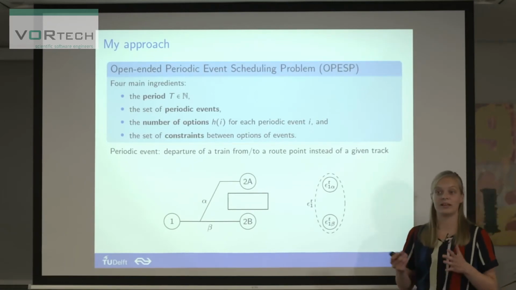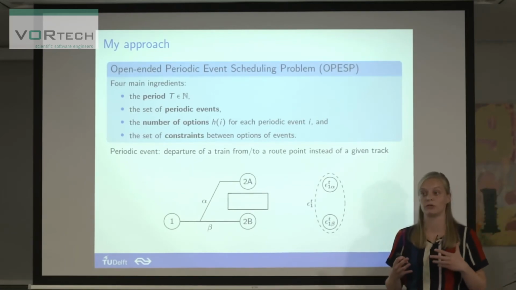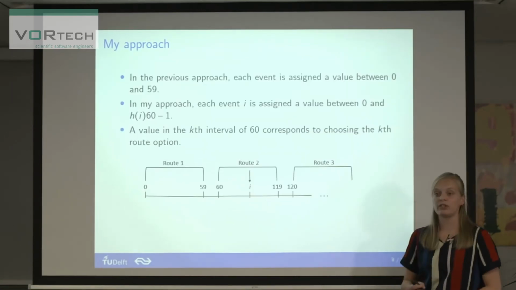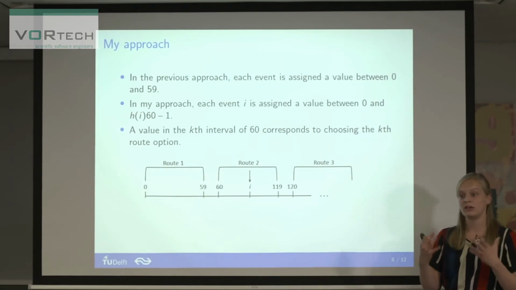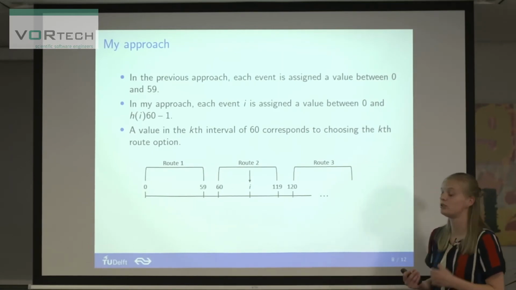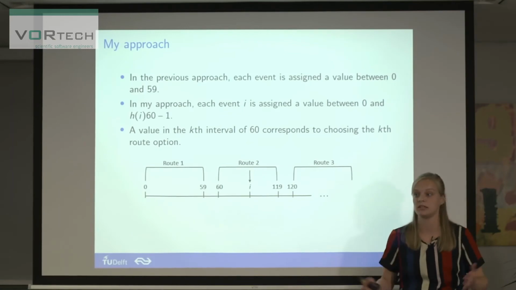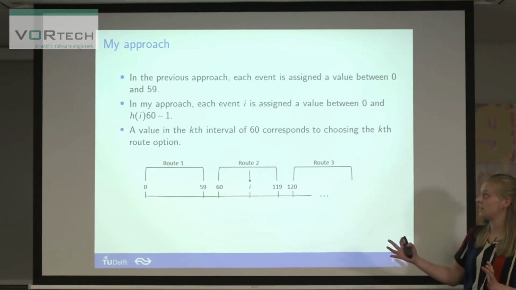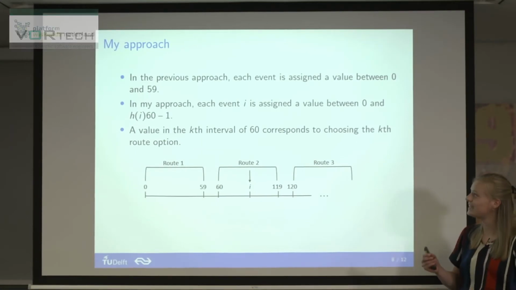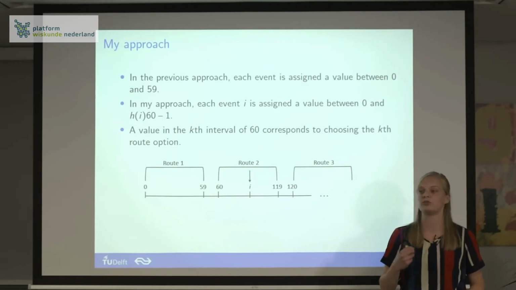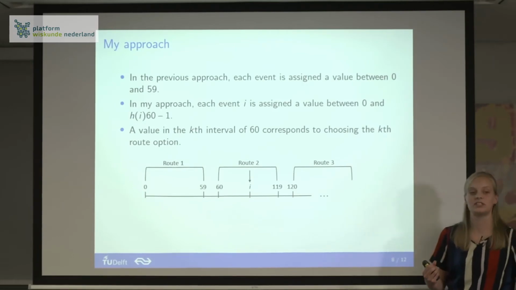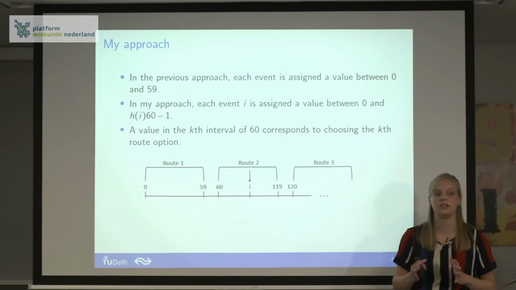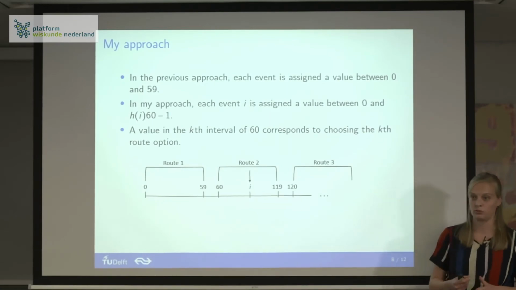Then we'd like to create a timetable. So we have to give the times to these departures. In the previous approach, this was done in the following way, namely give each event a value between 0 and 59, the minute at which this train departs. In my approach, we extend this domain. So each event i is assigned a value between 0 and h_i times 60 minus 1. And then a value in the kth interval of 60 corresponds to choosing the kth route option.